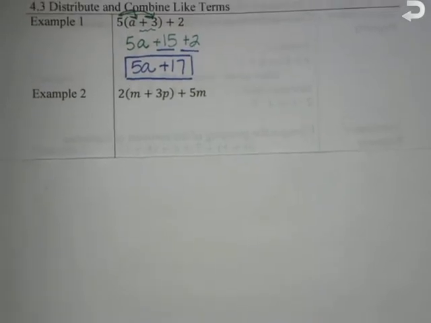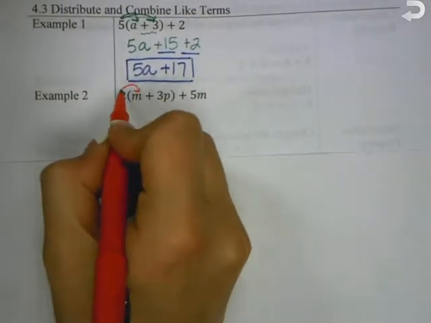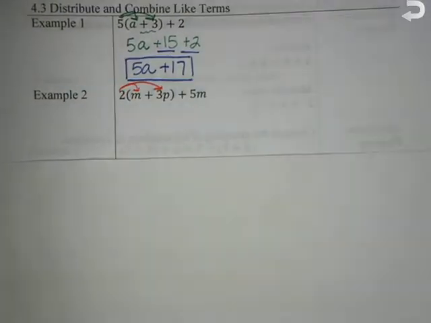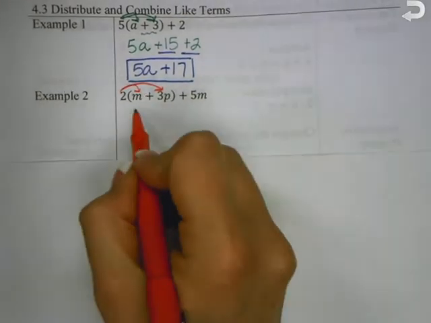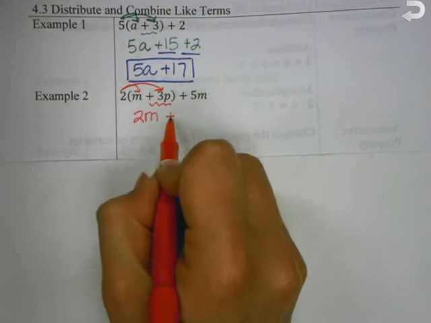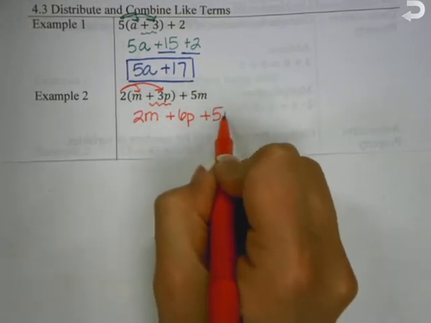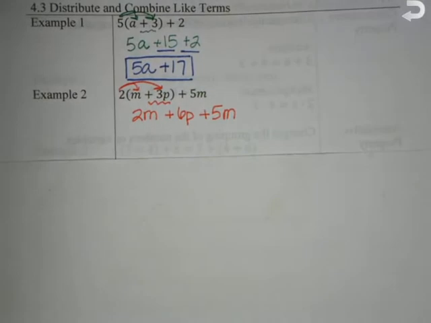2m, or 2 times m plus 3p plus 5m. So in this example, I see a number in parentheses, so my first thought again is distributive property. So I'm going to distribute the 2 into the parentheses. And what do I get? 2 times m gives me 2m. And 2 times positive 3p plus 6p plus 5m.